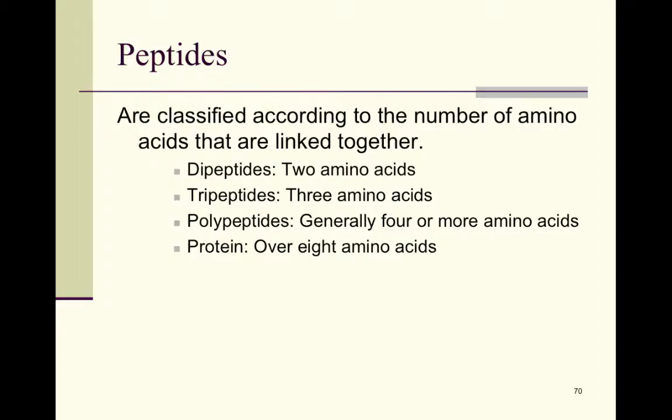And then here is a contradiction. Previously it said if it had fewer than 50 it was known as a peptide, but now I have proteins are over 8 amino acids. I'm not going to ask that question specifically because I've seen this in 2 different sources, when a peptide is called a protein and when a protein is called a peptide. So know that it's somewhere between 8 and 50. I know that's a wide range, and my apologies, but I don't have a clear-cut number for that. But we do know dipeptide, tripeptide, and polypeptide.